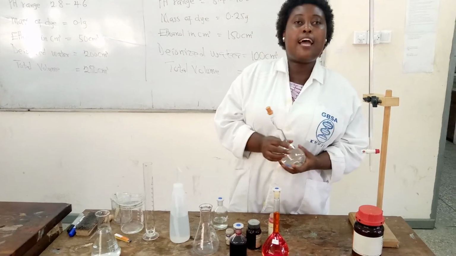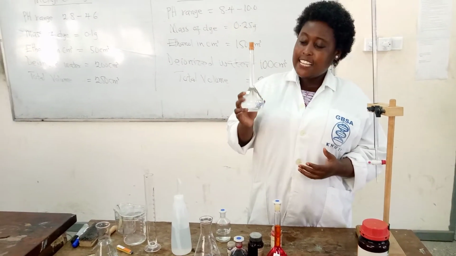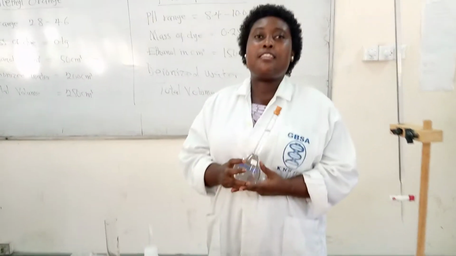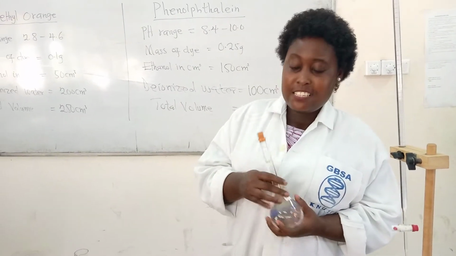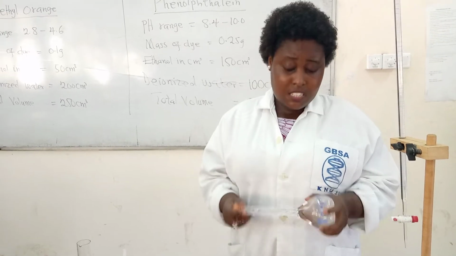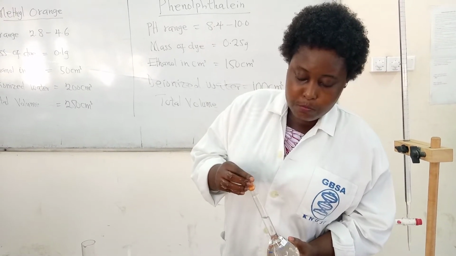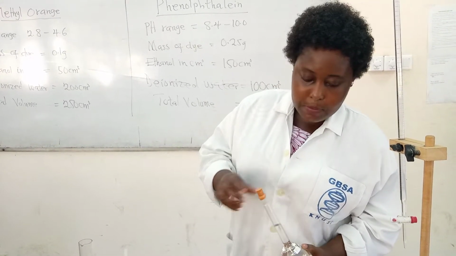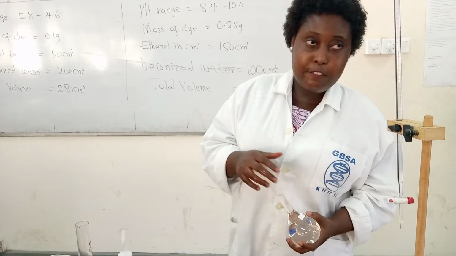So this is our phenolphthalein indicator solution. It's colorless. So I'm going to test the indicator. You have to be careful. Some has poured on my hand. So when you are doing it, you have to be extra careful.